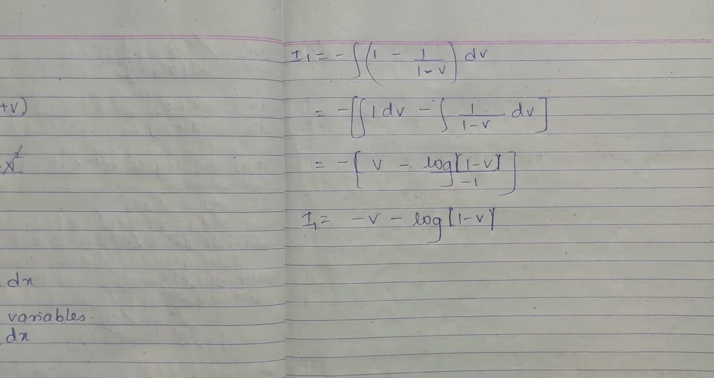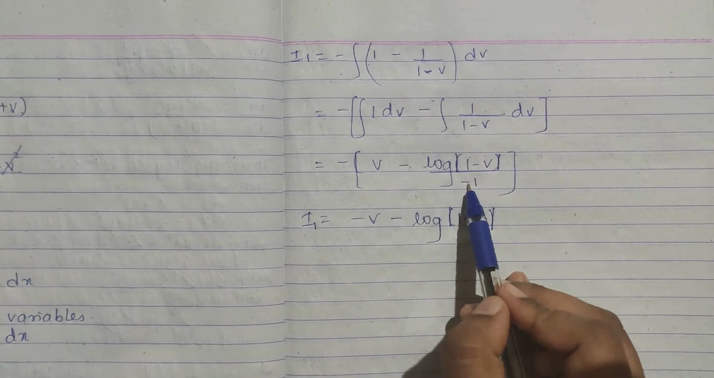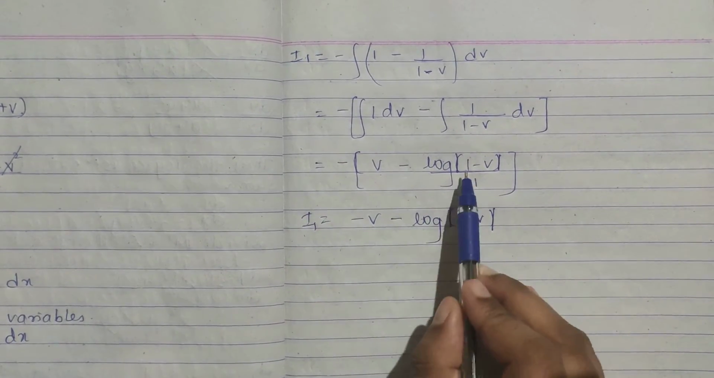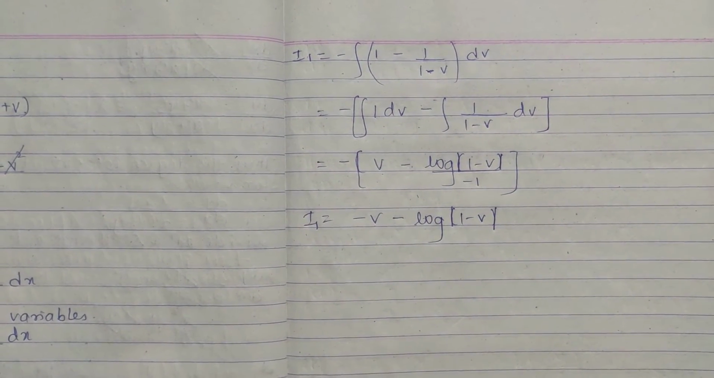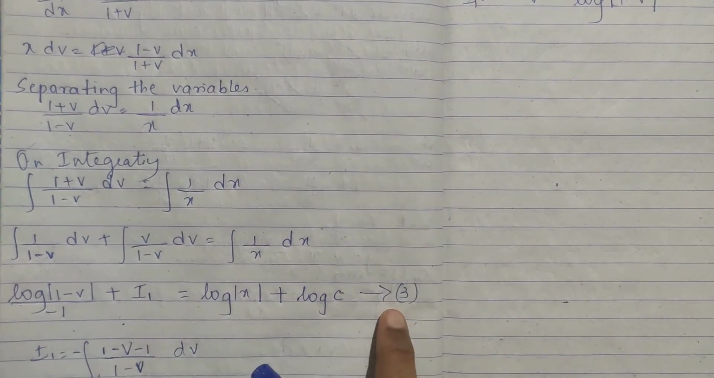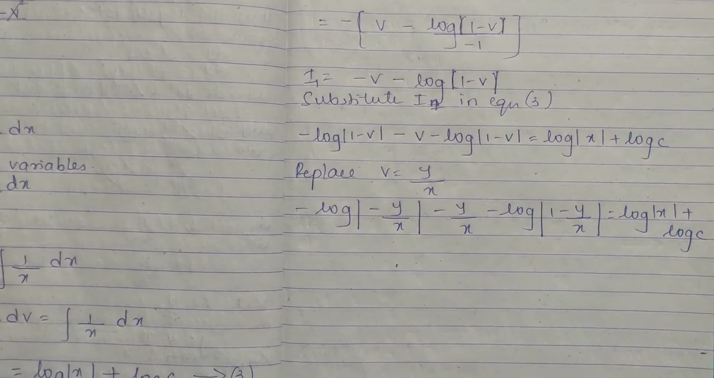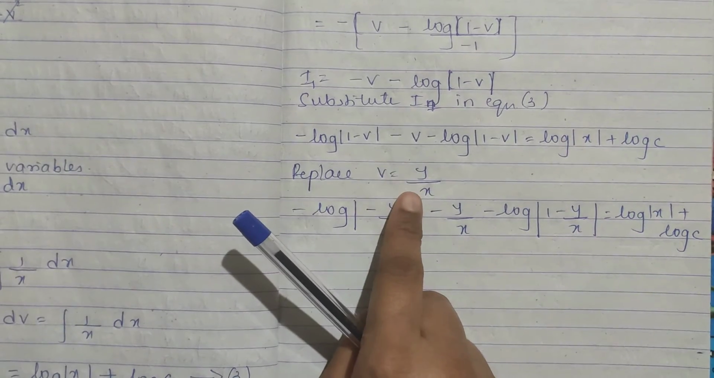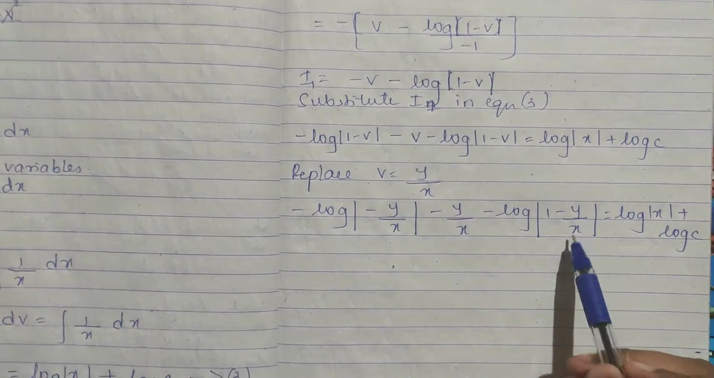Okay. So I1, see here minus v, here already minus is there, here minus, this becomes plus, again minus is there, so minus into plus, minus log of 1 minus v. So I1 value you have got, substitute in this. So take this as equation 3, substituting your I1 value in equation 3. Okay. So at last, replacing v is equal to y by x, right, your actual thing was this. So wherever v is there, just replace it with y by x in this equation.